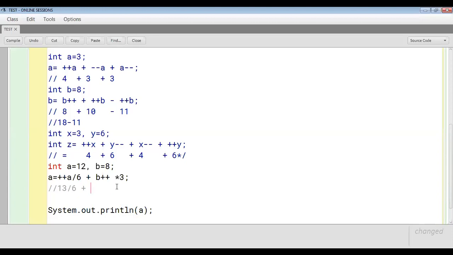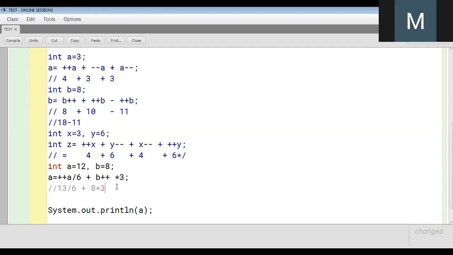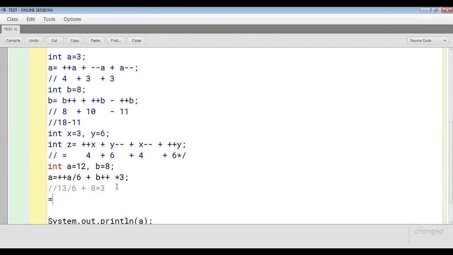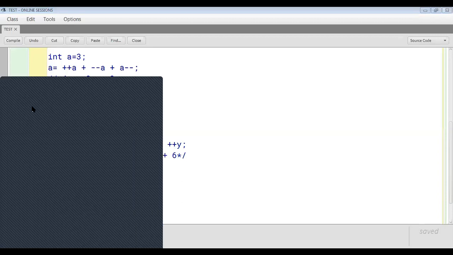Now what's the initial value of B? The initial value of B is 8. Okay, and 8 plus plus. So it's a postfix operator. So it will change after the operation. So right now it remains 8 only. 8 into 3. Okay, so the answer is 13 divided by 6. Now when you divide 13 by 6, what's the answer?